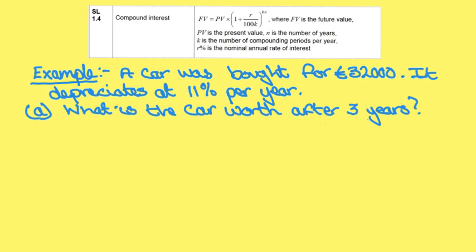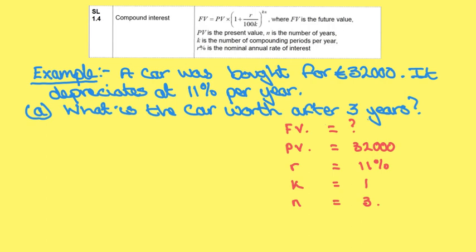So let's write down everything that we know. We want to know the future value. That's what we're being asked to find. We know that the present value is 32,000. We know that the interest rate is 11%. We know that K, the number of compoundings per year, is just 1 because it goes down 11% per year. The number of years that we're dealing with is 3.